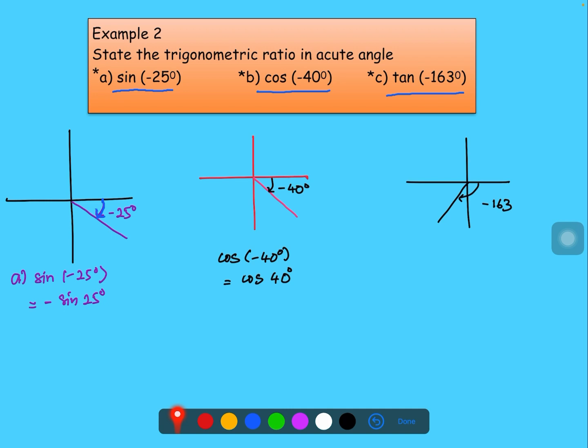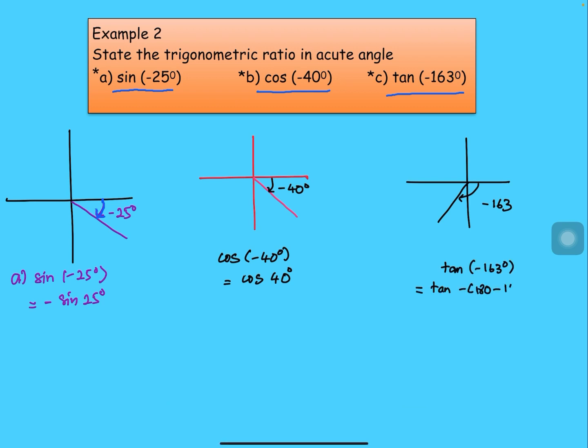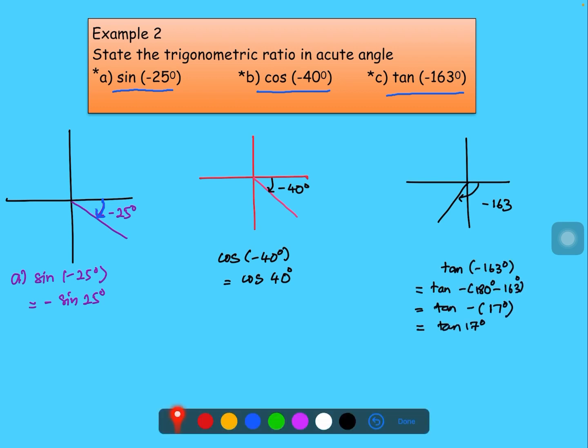Tangent minus 163 degree. It is in the third quadrant. So it should be tangent minus 180 minus 163, because this minus refers to the negative angle. And tangent, we have here minus 17. But tangent minus 17 is positive, because tangent in the third quadrant is positive.